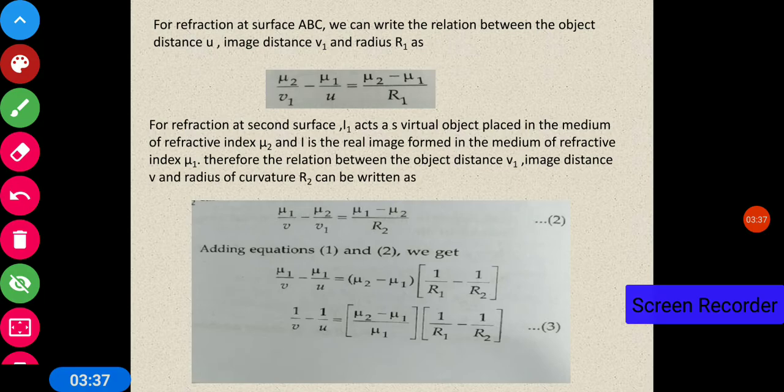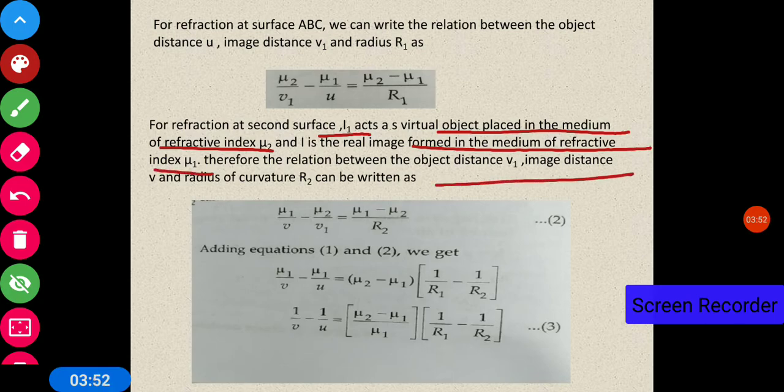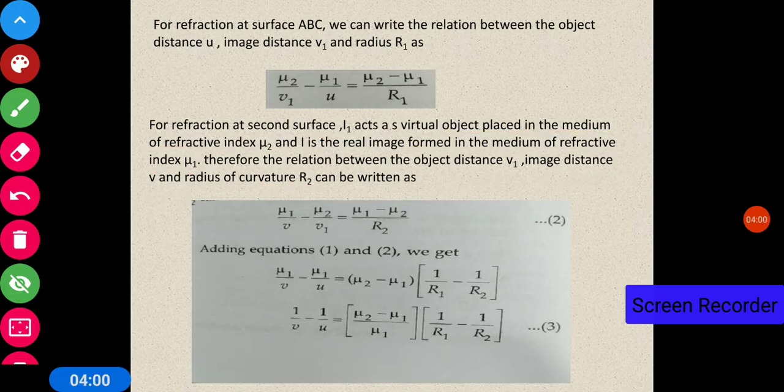Now refraction at the second surface: I1 acts as a virtual object placed in the medium of refractive index mu2, and I is the real image formed in the medium of refractive index mu1. Therefore, the relation between the object distance v1, image distance v, and the radius of curvature r2 can be written as mu1 upon v minus mu2 upon v1 is equal to mu1 minus mu2 upon r2, as we discussed in the previous lecture.